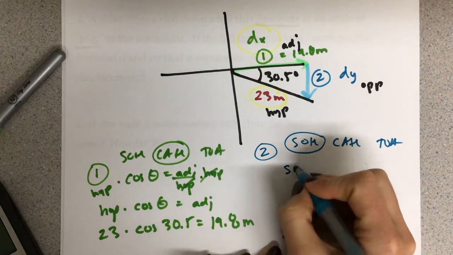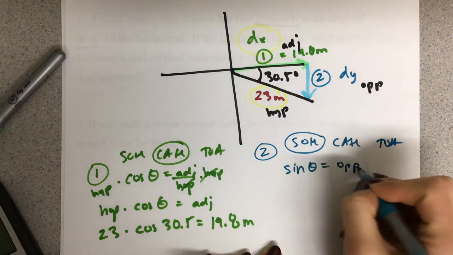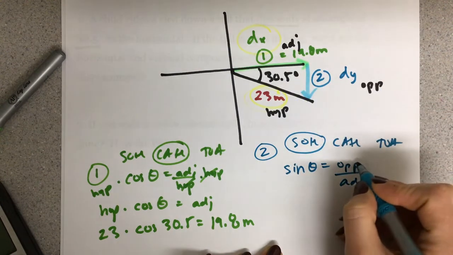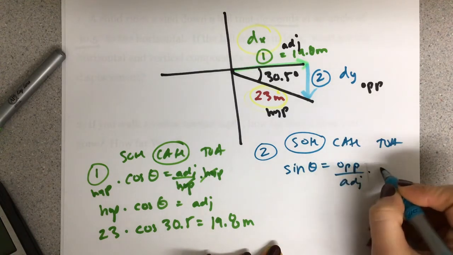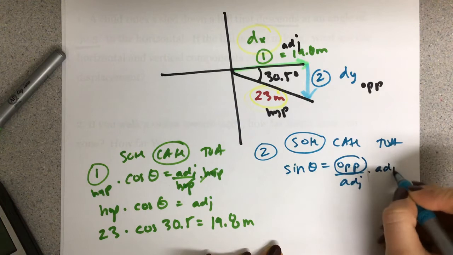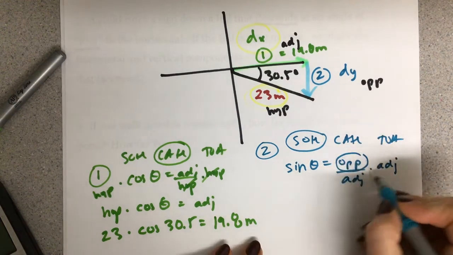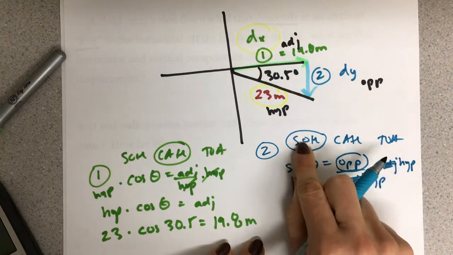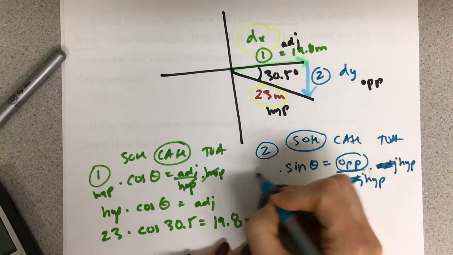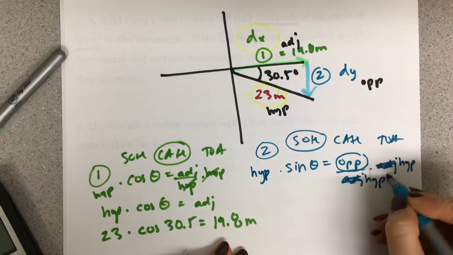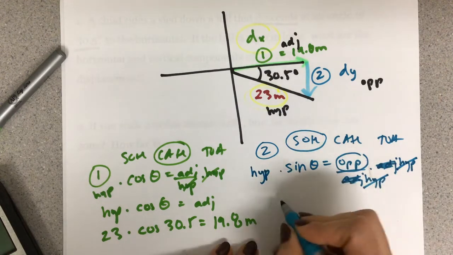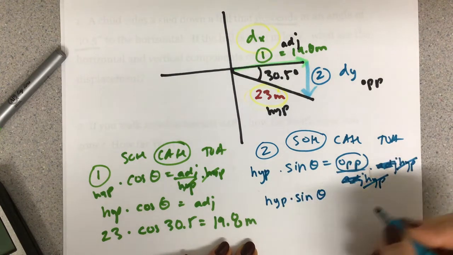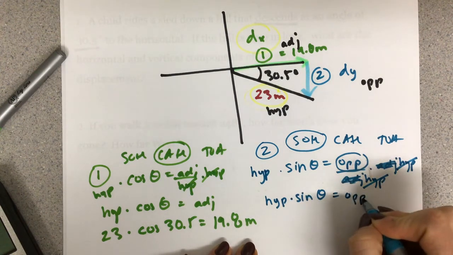Okay, so let's go ahead and write this out. Sine theta equals opposite over hypotenuse. And I want to figure out what the opposite is. So let's get this by itself. Okay, so multiply by the hypotenuse on both sides. These cancel, and I have to do the same thing over here because those are the laws of math. Hypotenuse times the sine of theta is going to give me the opposite.